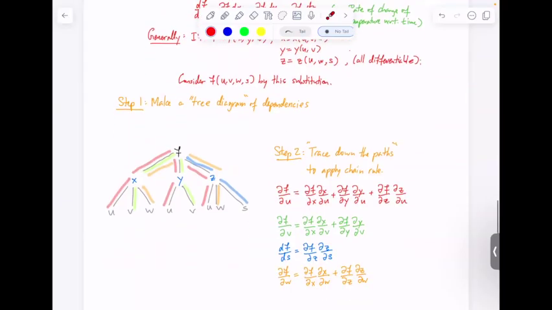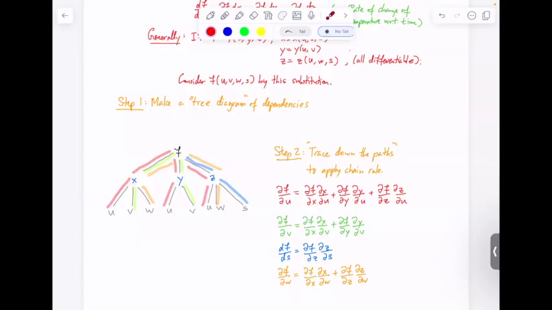And now I just need to select down the correct paths to choose my partials. So suppose I want to choose the partial of f with respect to u. Now u appears here, here, and here. And so I need to retrace the paths that connect all appearances of u back to my function f. The first one is here. u is connected to x, and x is connected to f. So here, I have a term that is partial f, partial x, and partial x, partial u.